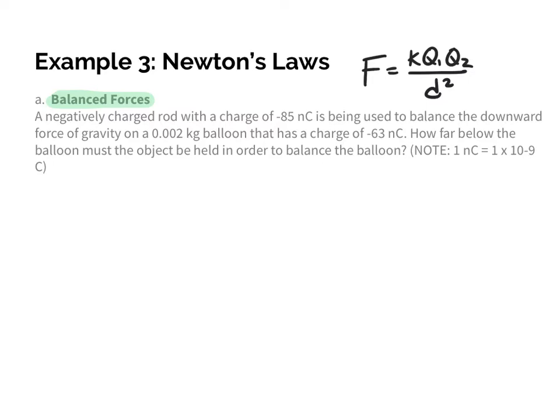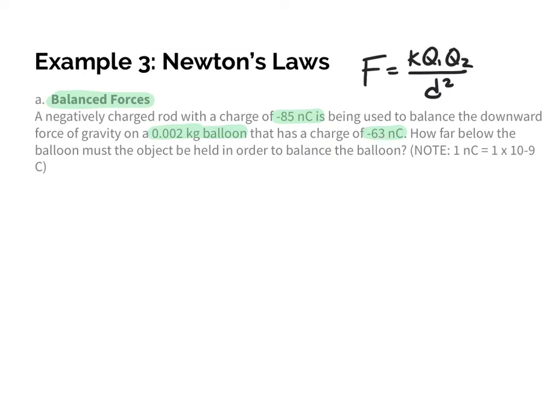So here we have a negatively charged rod with negative 85 nanocoulombs of charge that is being used to balance the downward force of gravity on a 0.002 kilogram balloon that also has a charge of negative 63 nanocoulombs. And I want to know how far below the balloon must the rod be held in order to balance the balloon.